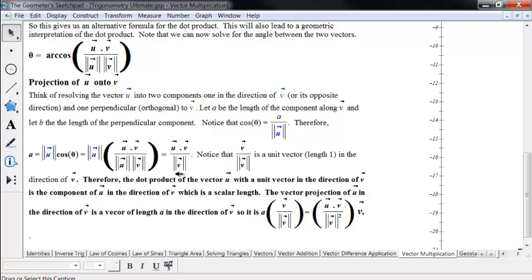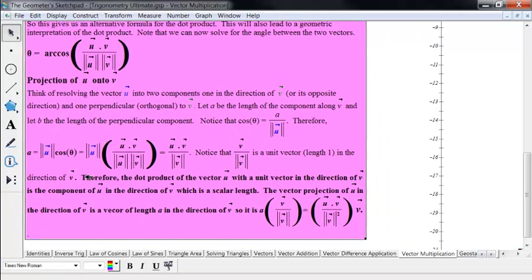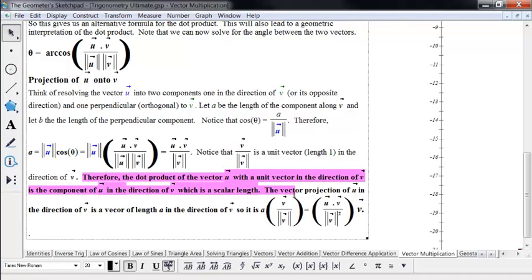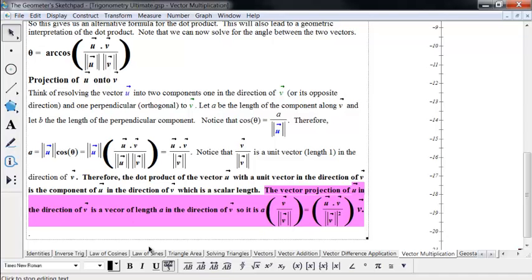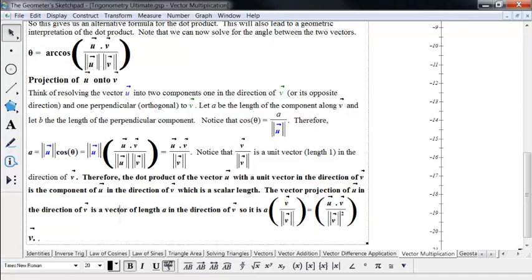So here's the bottom line right here: you can think of the dot product of u with a unit vector in the direction of v as the component of u in the direction of v, which is a scalar length, which we're calling a. If we want to now turn that into a vector a in the direction there, that's the vector projection of u in the direction of v. It's a vector of length a in the direction of v, so it's a times v over the norm of v.